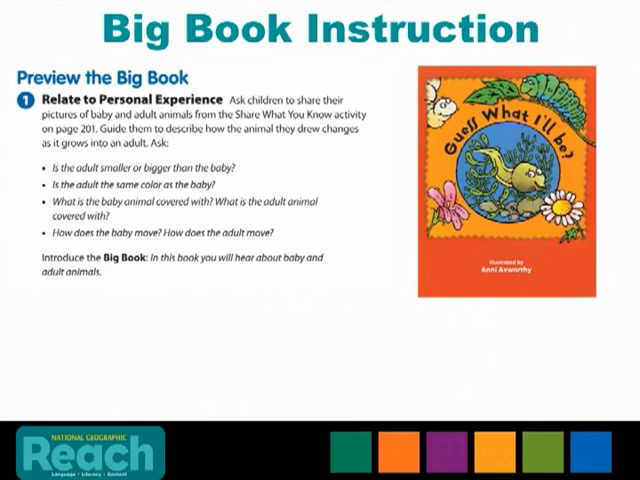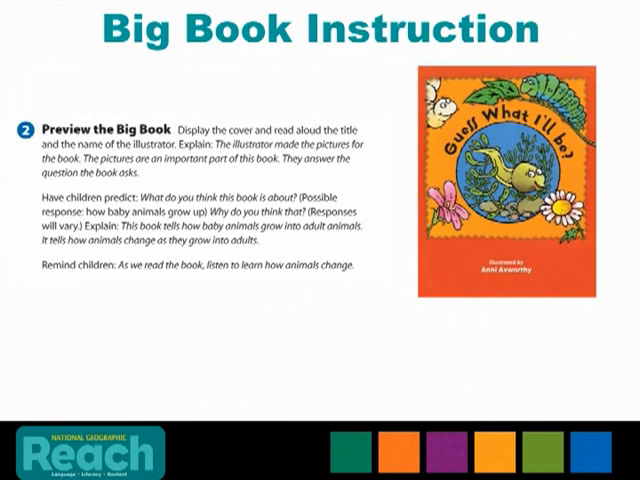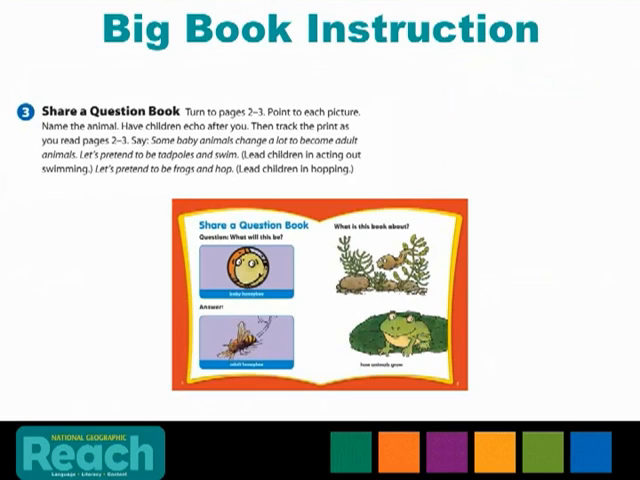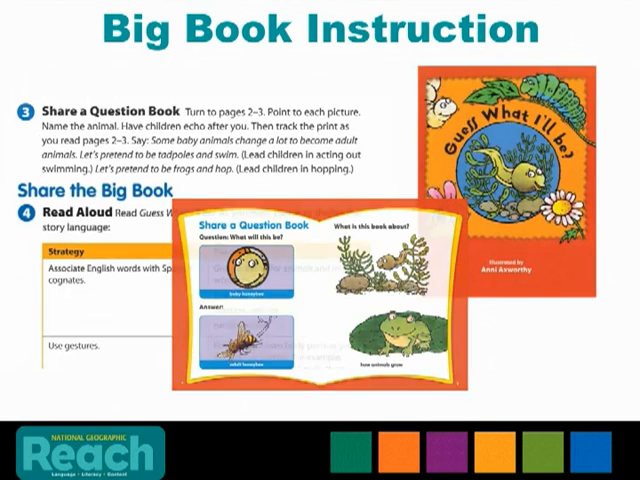The Literature Big Book instruction immediately follows the unit launch. This lesson begins with a preview of the Big Book, allowing students to relate to their own personal experiences and preview the book and make predictions. Next, you'll use pages 2 and 3 of the Big Book to share the type of literature represented. In our example, it's a question book. Some other examples include fables, stories, and folktales.